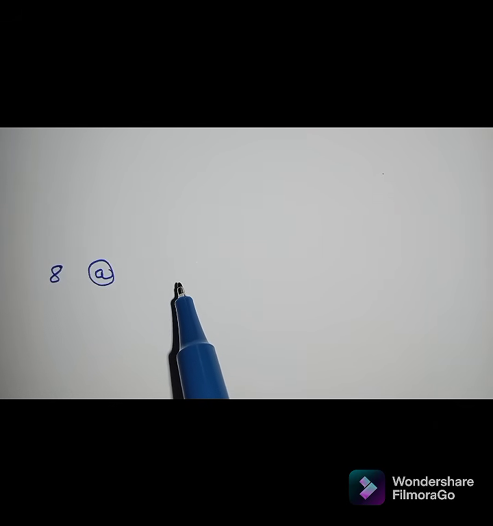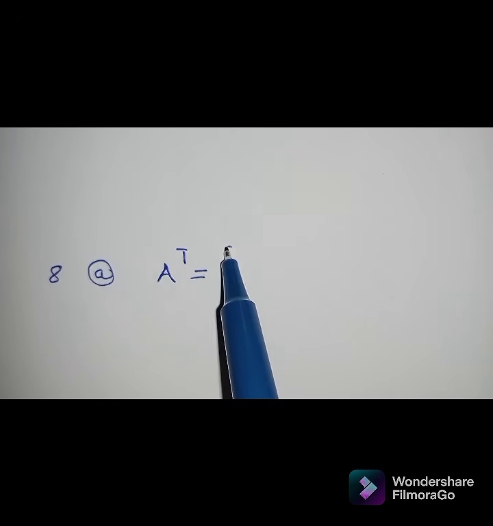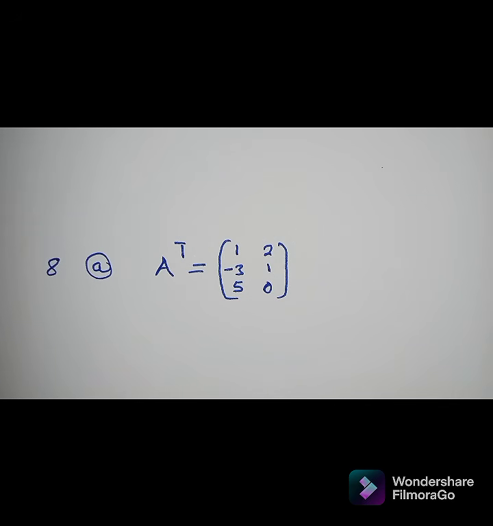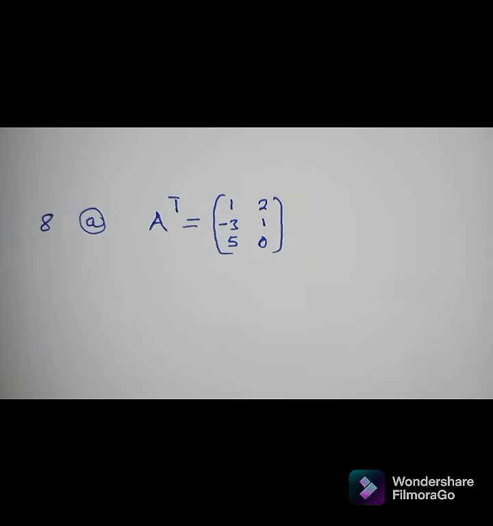So for question 8a, they want us to find A transpose. So A transpose, the rows become columns. So this is how you write. There's nothing like thinking too much about it. You just copy, change the rows to columns. All right, so we go to B.